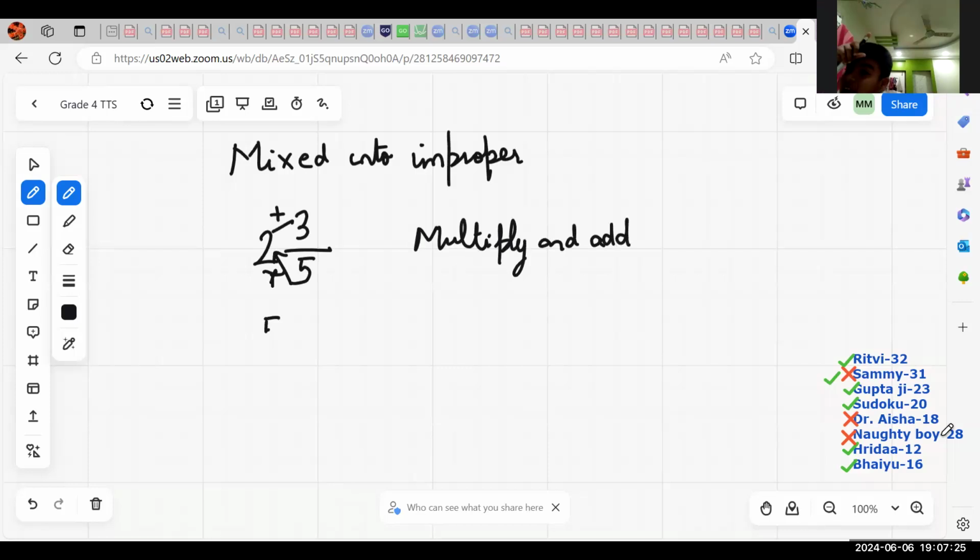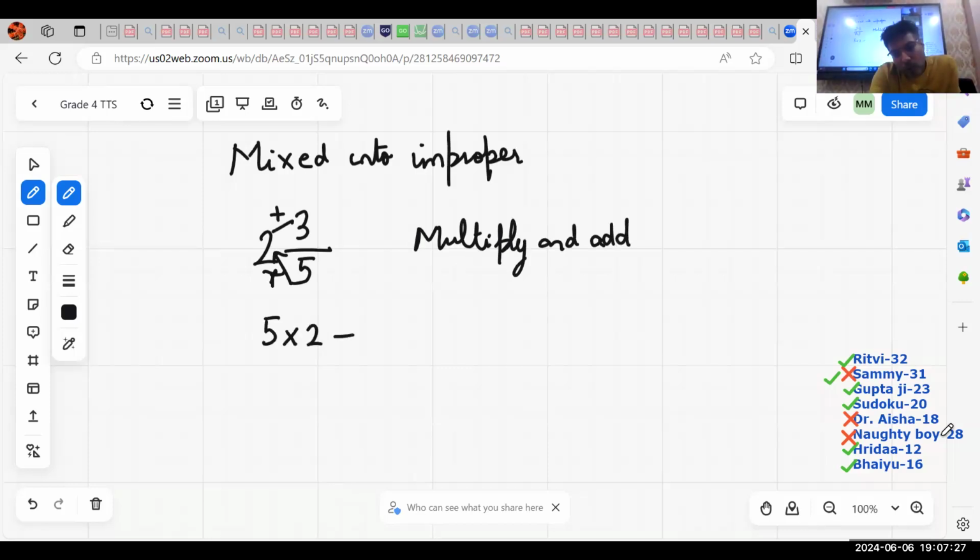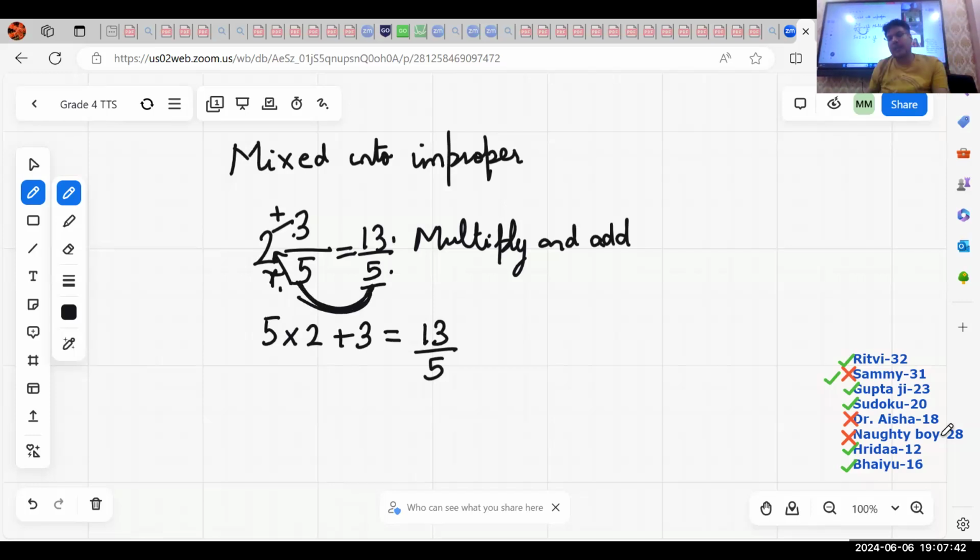Multiply and add. So 5 into 2 plus 3. So what will I get? 13. So my answer would be 13 by 5. So 5 multiplied by 2, 10 plus 3, 13 upon 5. Divisor remains same. Yes, I disconnected. Can you please repeat? I will repeat.